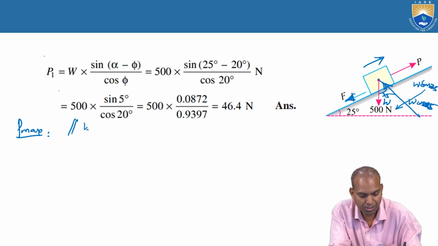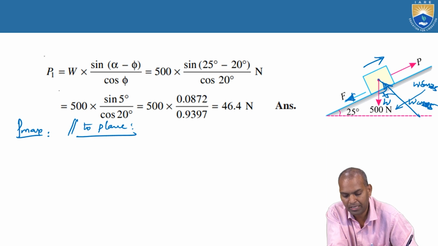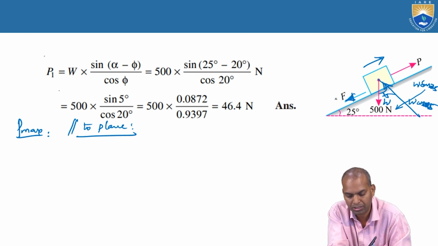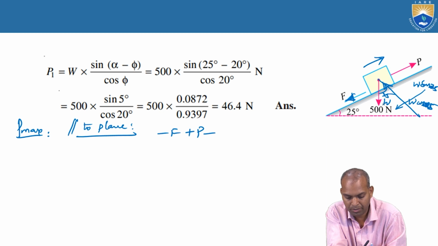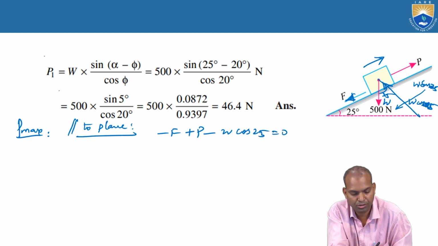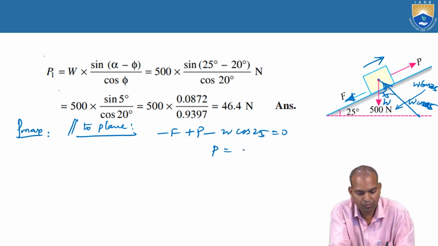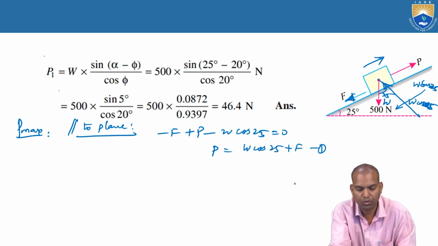Apply equilibrium conditions parallel to the plane. What are the equilibrium conditions parallel to the plane? F is moving downwards, negative, and P is moving upwards, positive, and W component, what happened here? It is W cos 25 equal to 0. Now from that, P equal to W cos 25 plus F. This is equation 1.